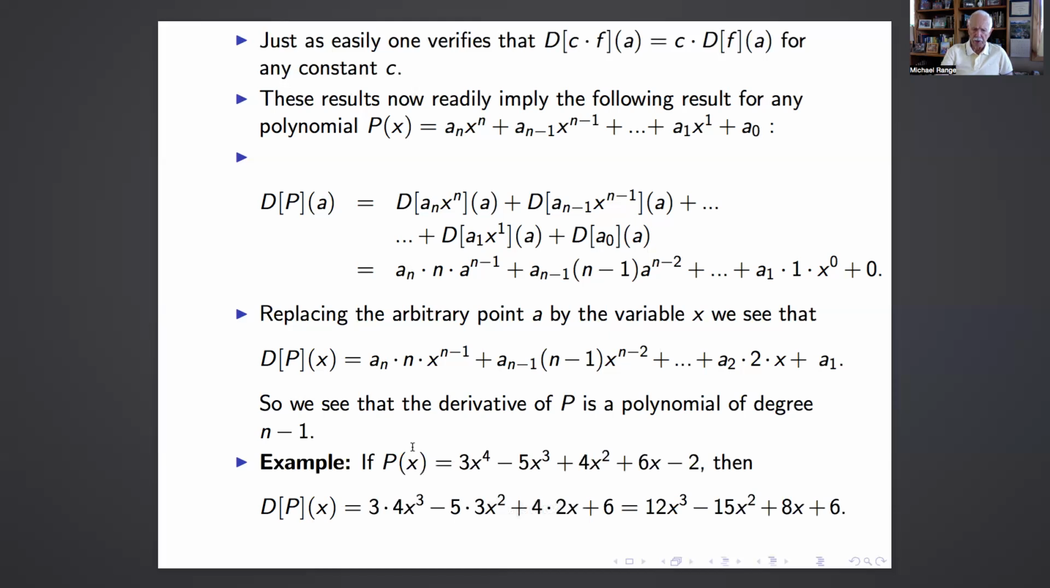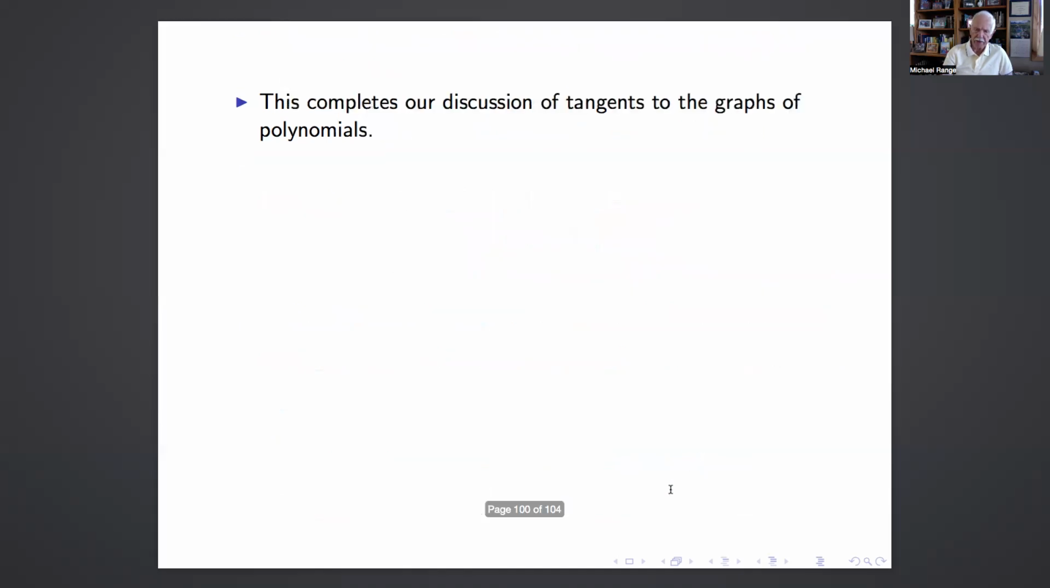So just to give a quick example, if you take p of x equal to this particular polynomial, then the derivative is equal to 3 times 4 times x to the power 3, minus 5 times the derivative here by the power rule of 3 times x squared, 4 times 2x, and here 6 times the derivative of x, which is just 1, and the derivative of the constant term is 0. So it's that easy.